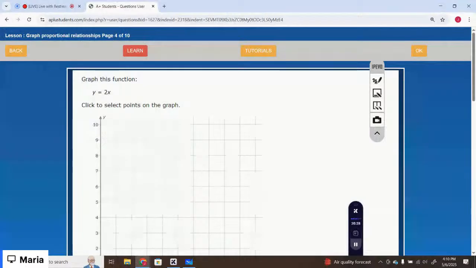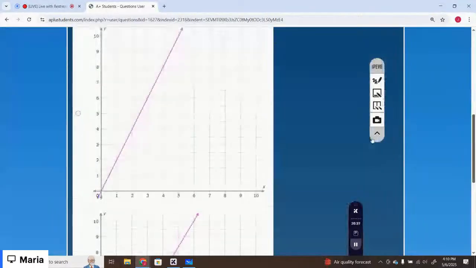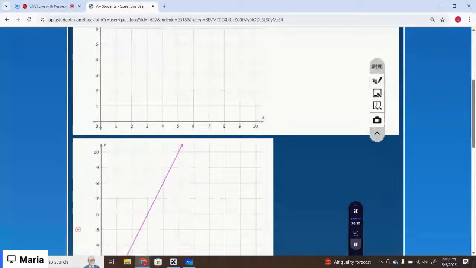Graph this function y equals 2x. So which is the correct option? Option number 1 is the correct option. That has the points (0, 0) and (1, 2).